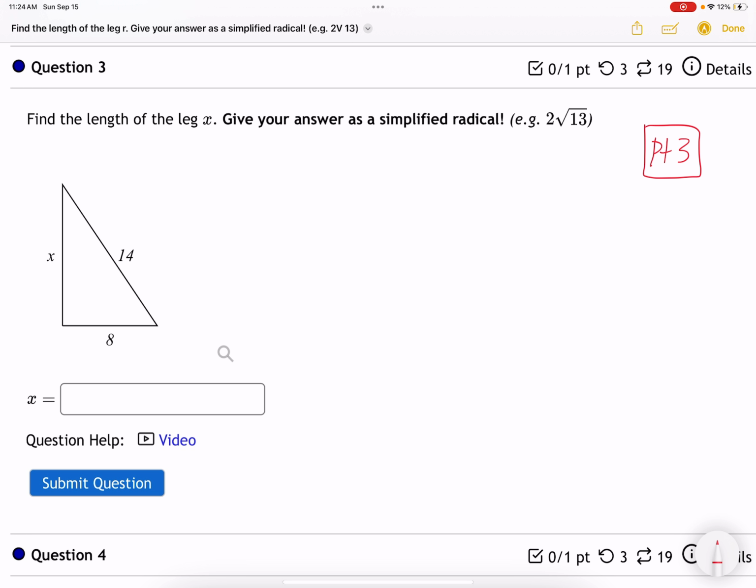We have a squared plus b squared equals c squared, but in this case, our a and b are not both known. Look, we know the hypotenuse and we know one of the legs, but we don't know the other one. We don't know this. So let's plug in the formula here. A will be x, B will be 8, and C will be 14.